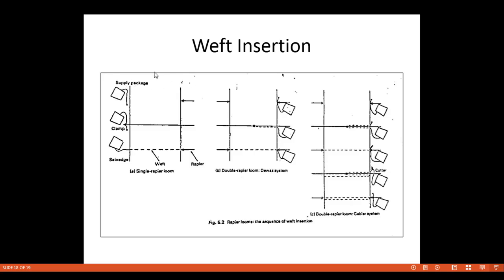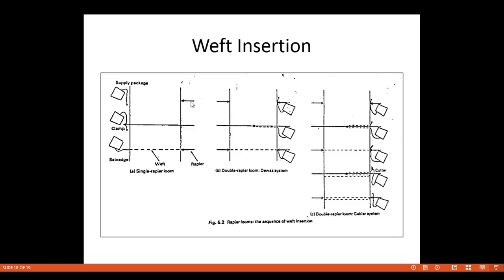See here, the first position is the single rapier loom. The weft package is on the opposite side and the rapier inserts from this side, and here the weft is ready. This is the width of the fabric. In the first figure it is ready. In the second figure here is the clamp, and the weft is ready in the clamp. Here, while going, the rapier goes empty throughout the width of the machine. It catches the weft and brings it to the receiving side. So this is the picking side, and this is the receiving side.